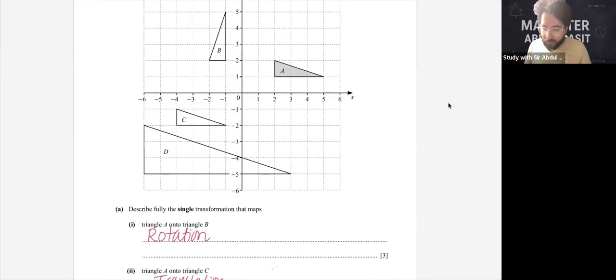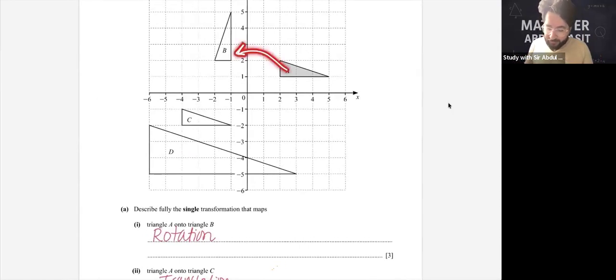Rotation, A onto B. So A onto B is technically a rotation and it is a 90 degrees rotation. Why is it a 90 degrees rotation? Because this is a horizontal line and this is now vertical. When horizontal becomes vertical, it is a 90 degrees rotation. So it is 90 degrees. You will get one more mark for writing 90 degrees.